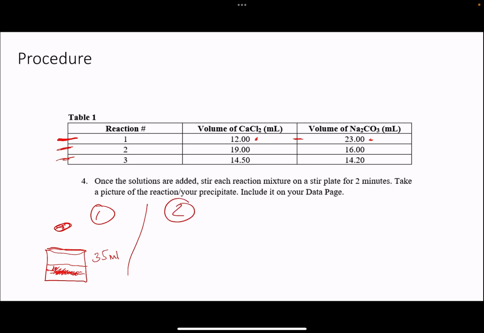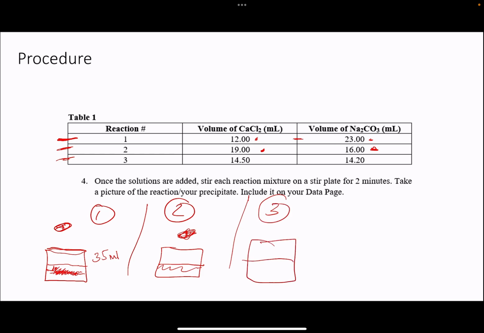So same idea. 19 milliliters of calcium chloride, 16 milliliters of sodium carbonate, so you should have 35 milliliters. So same idea. Stir it, see if that precipitates out. If you don't have 3 stir bars, I would just probably rinse that first stir bar with DI water into a waste beaker, and then drop it into the second one. And then, of course, do that same thing again for the third reaction until you have 3 beakers.